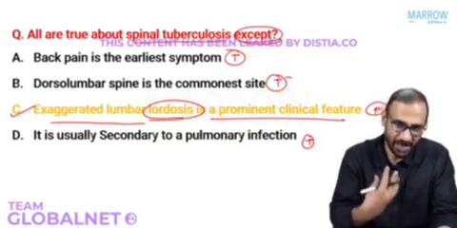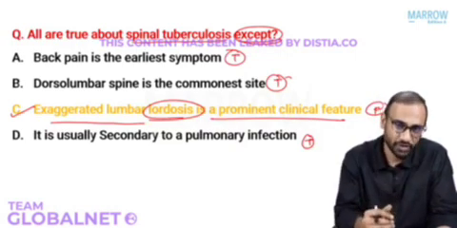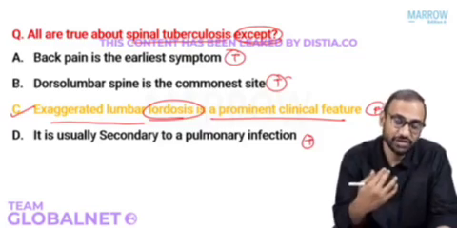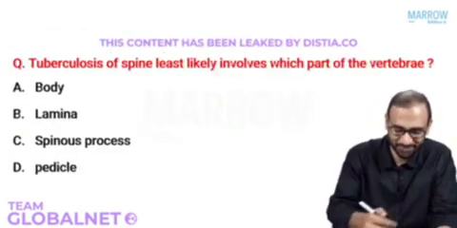I told you, it is the anterior disease. It's anterior to the neural elements and leads to vertebral compression. And when there is vertebral compression, it will lead to kyphosis. The spine will bend forward. That's why you get the knuckle, the gibbus, the angular kyphosis.